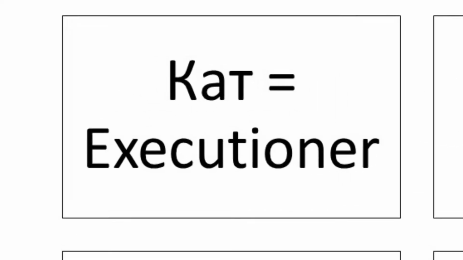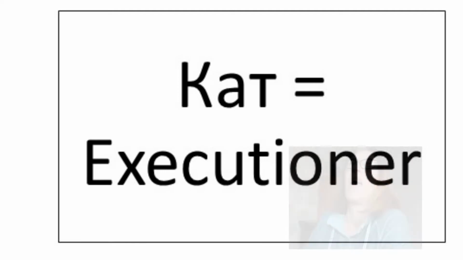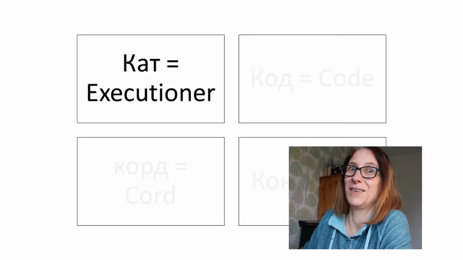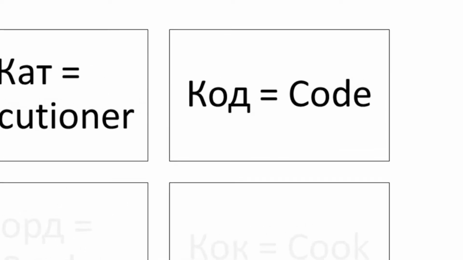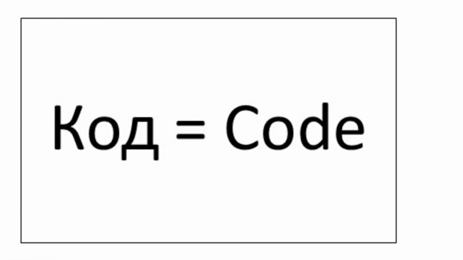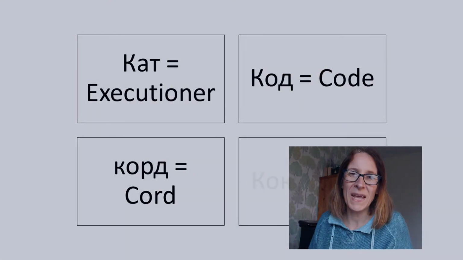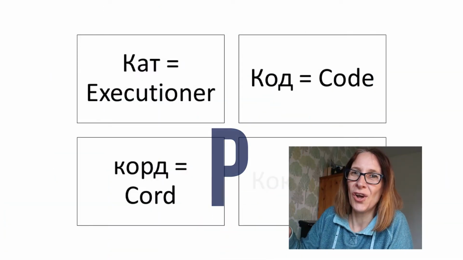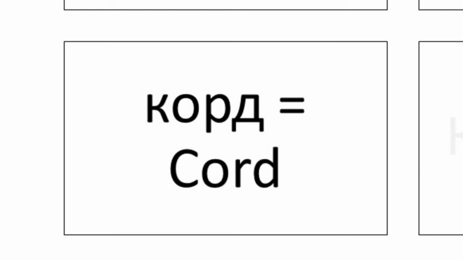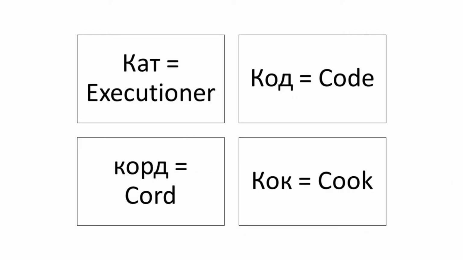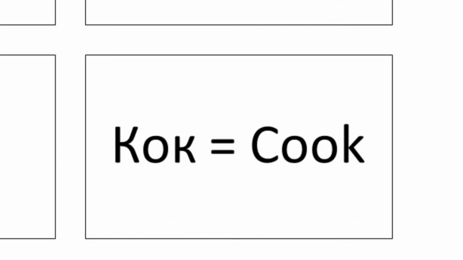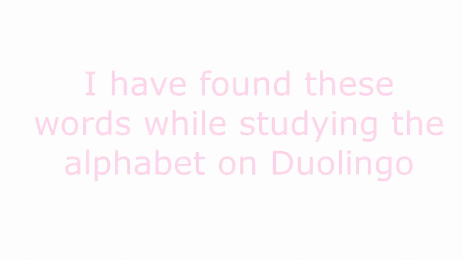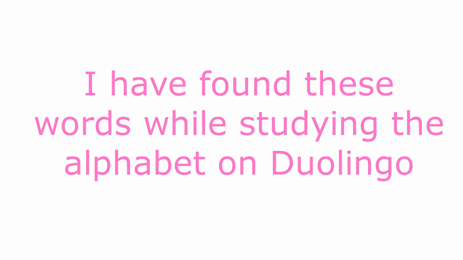Then we have cat, which is an executioner. How appropriate. Cod, which is code. Cord. Okay, so I'm cheating a little bit. I'm introducing that letter. Cord. And cock is cook. Grow up.